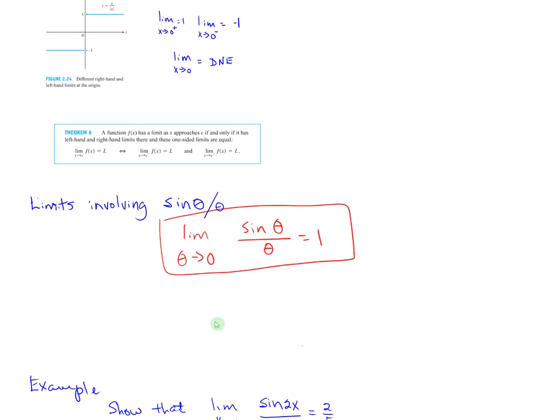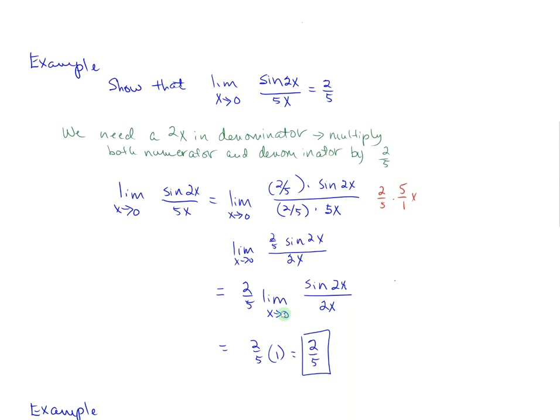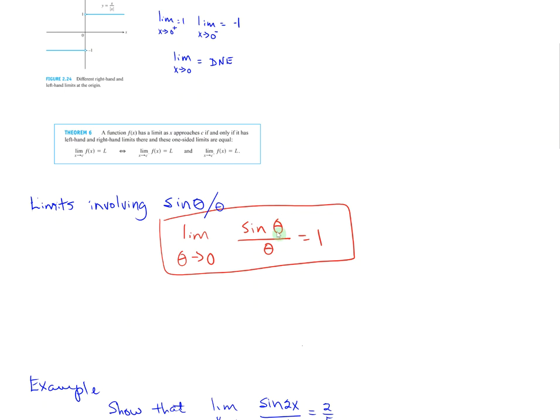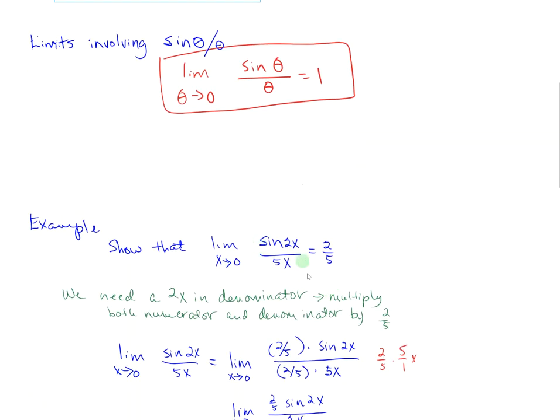Then here is a rule that becomes pretty important. Limits involving sine theta over theta. The limit as theta approaches 0 of sine theta over theta is equal to 1. So we want to learn that one. In this example, show that the limit as x approaches 0 of sine 2x over 5x is equal to 2/5. So we have to prove that. Well, we need a 2x in the denominator in order to have this, because it's sine of this argument over that argument equals 1. So we need that 2x to be here. That's the goal.